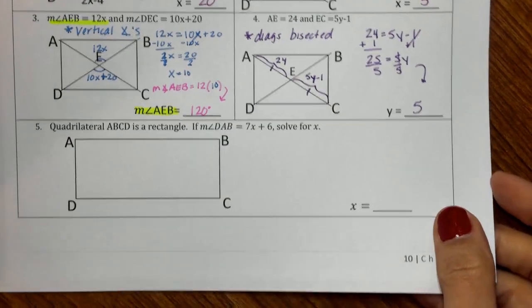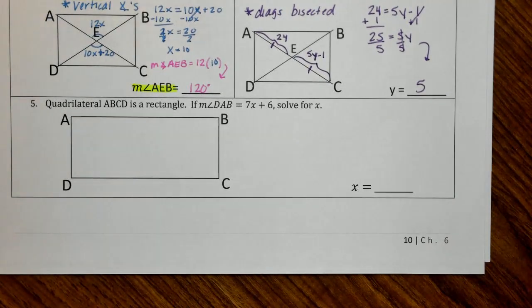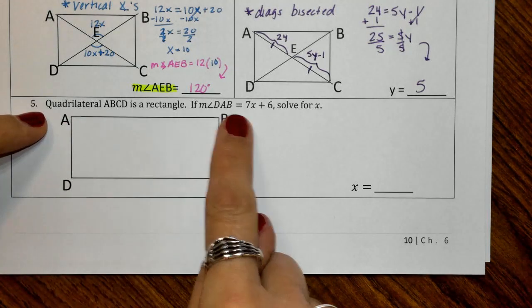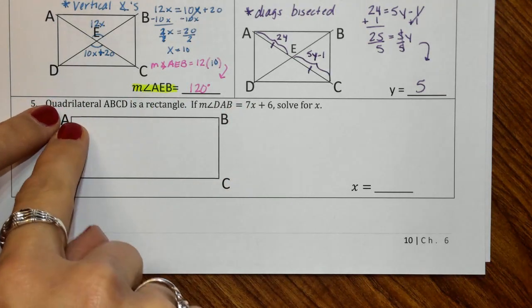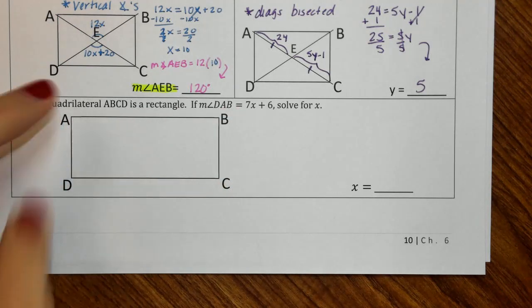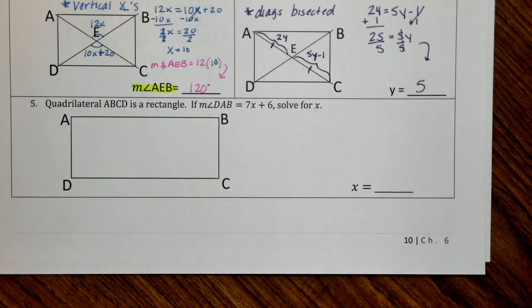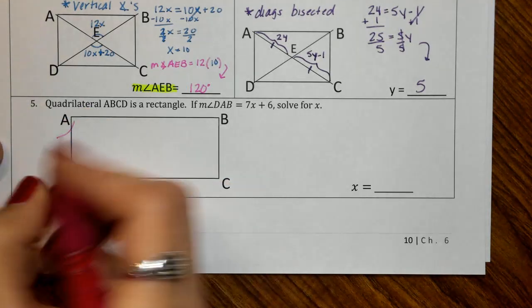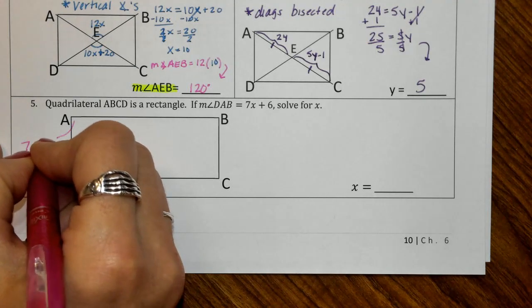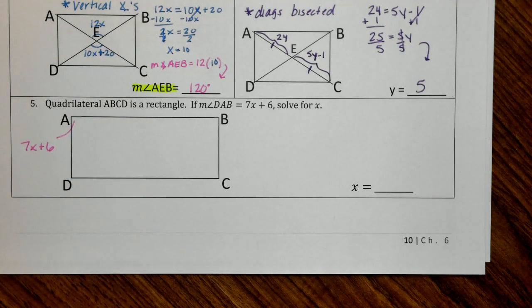All right, number 5, we got this big rectangle. We got a lot of space, okay? It's a very, very simple concept. Here we have that this is a rectangle, quadrilateral ABCD. Okay, again, starting with one of the vertices and going clockwise or counterclockwise. It is a rectangle, meaning it has all these 9 properties we have talked about. If the measure of angle DAB, so go from D to A to B, this angle right here is 7x plus 6, solve for x.